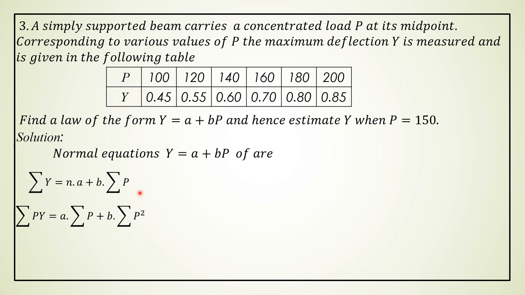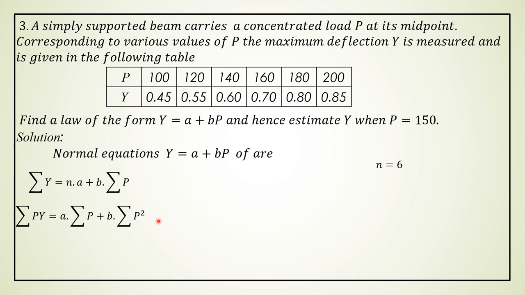The next normal equation is obtained by multiplying P throughout. So you have Py is equal to AP plus BP square, and then take the summation of it. The equation becomes summation Py is equal to A into summation P plus B into summation P square. Now let us find the values of all these summations here.